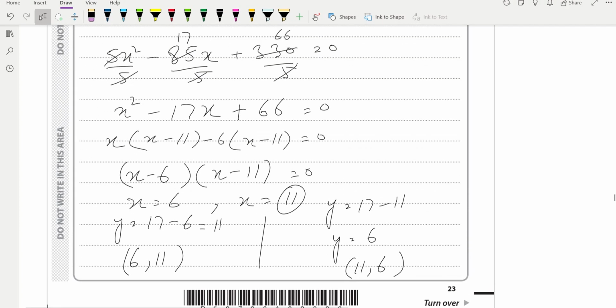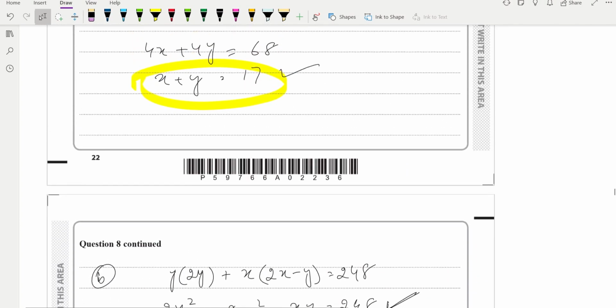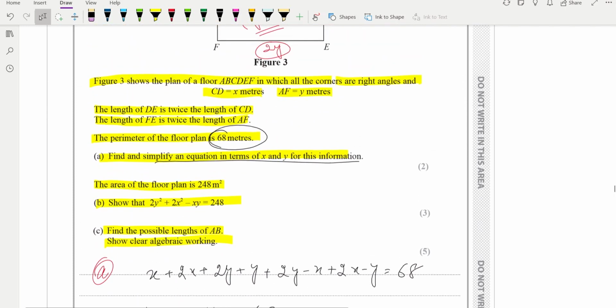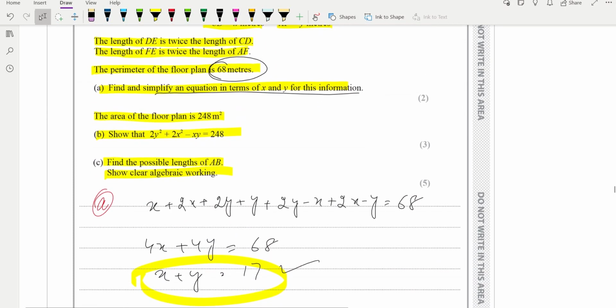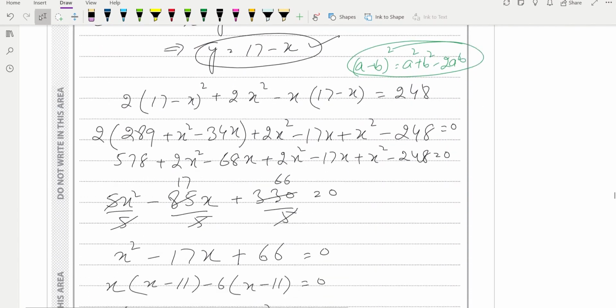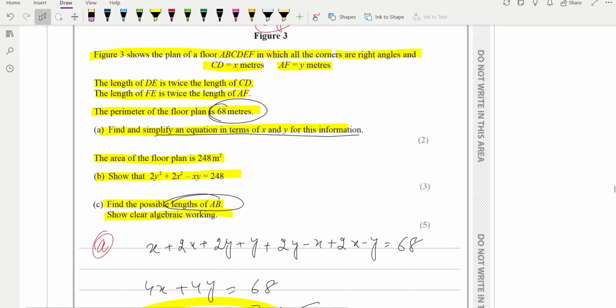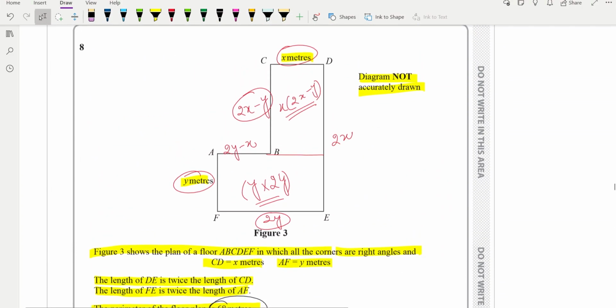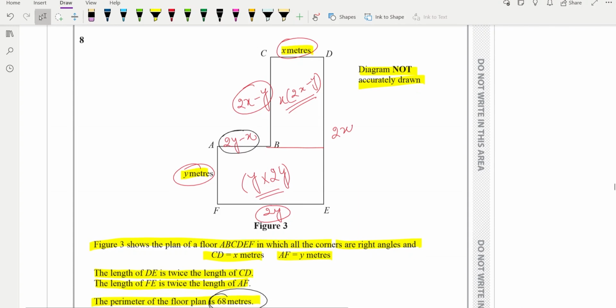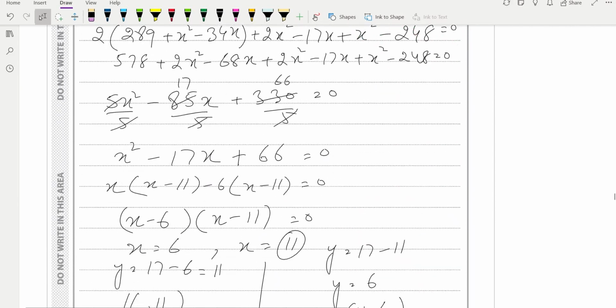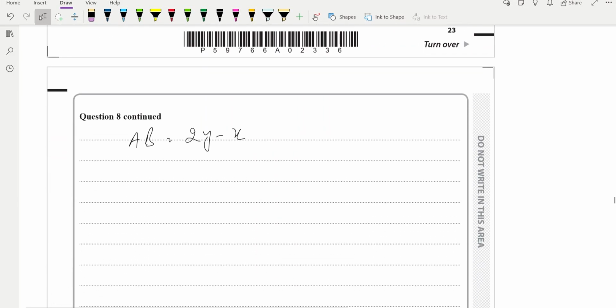So A, B, basically they are saying in part C, find the possible lengths of AB. Now to find the AB length, we can use AB is equal to 2y minus x. If we check AB, AB is 2y minus x. So we are replacing these points which we got as x and y values.